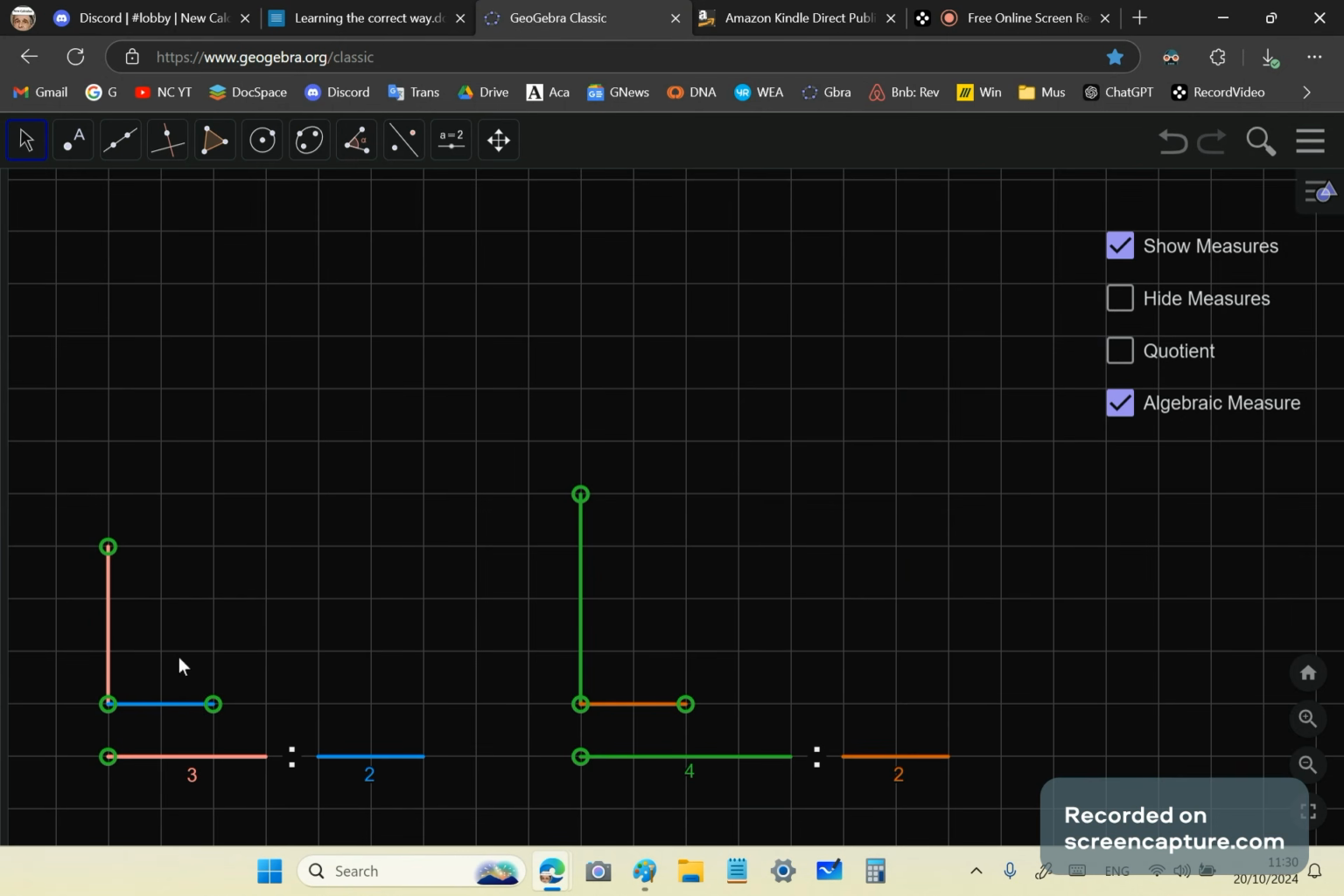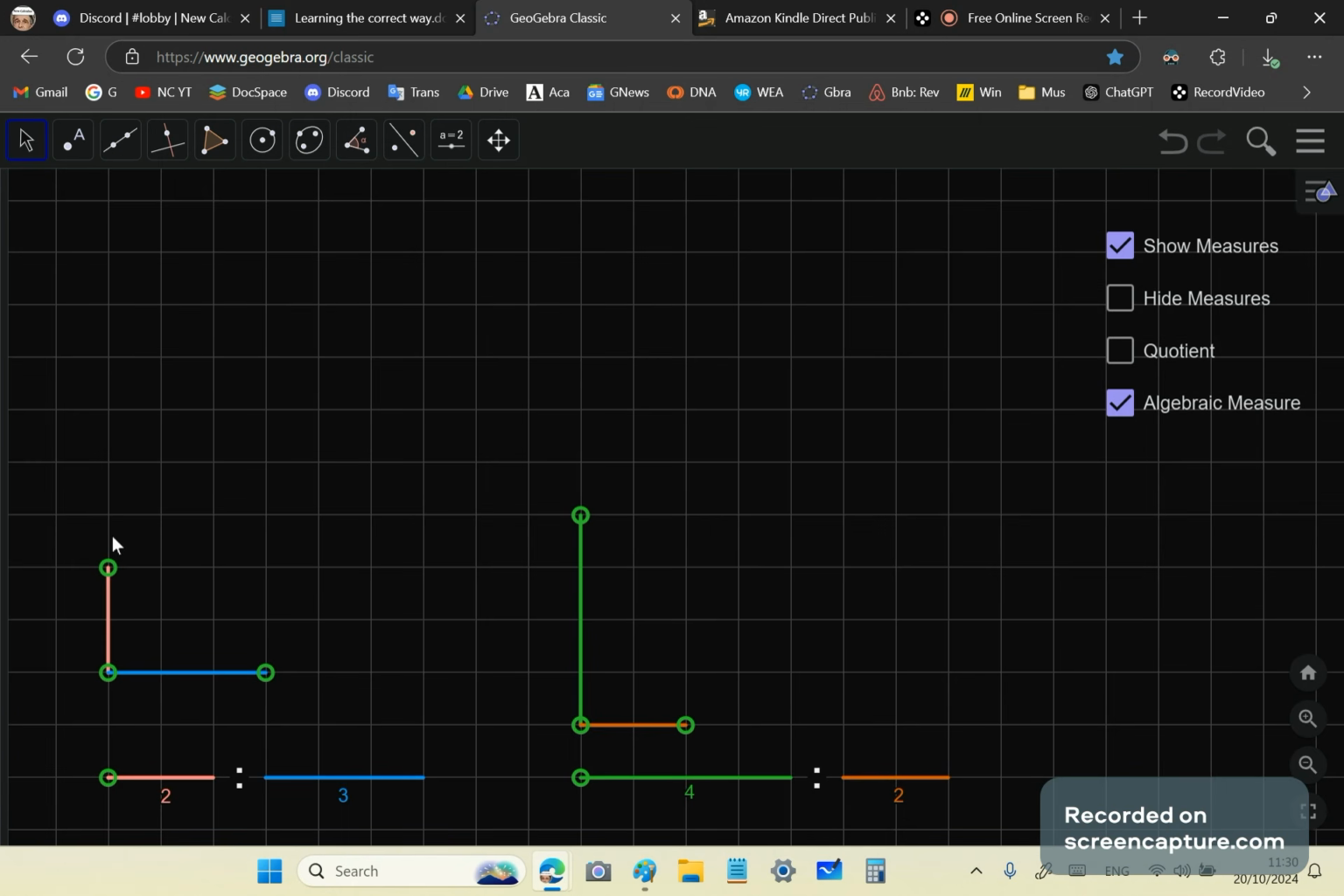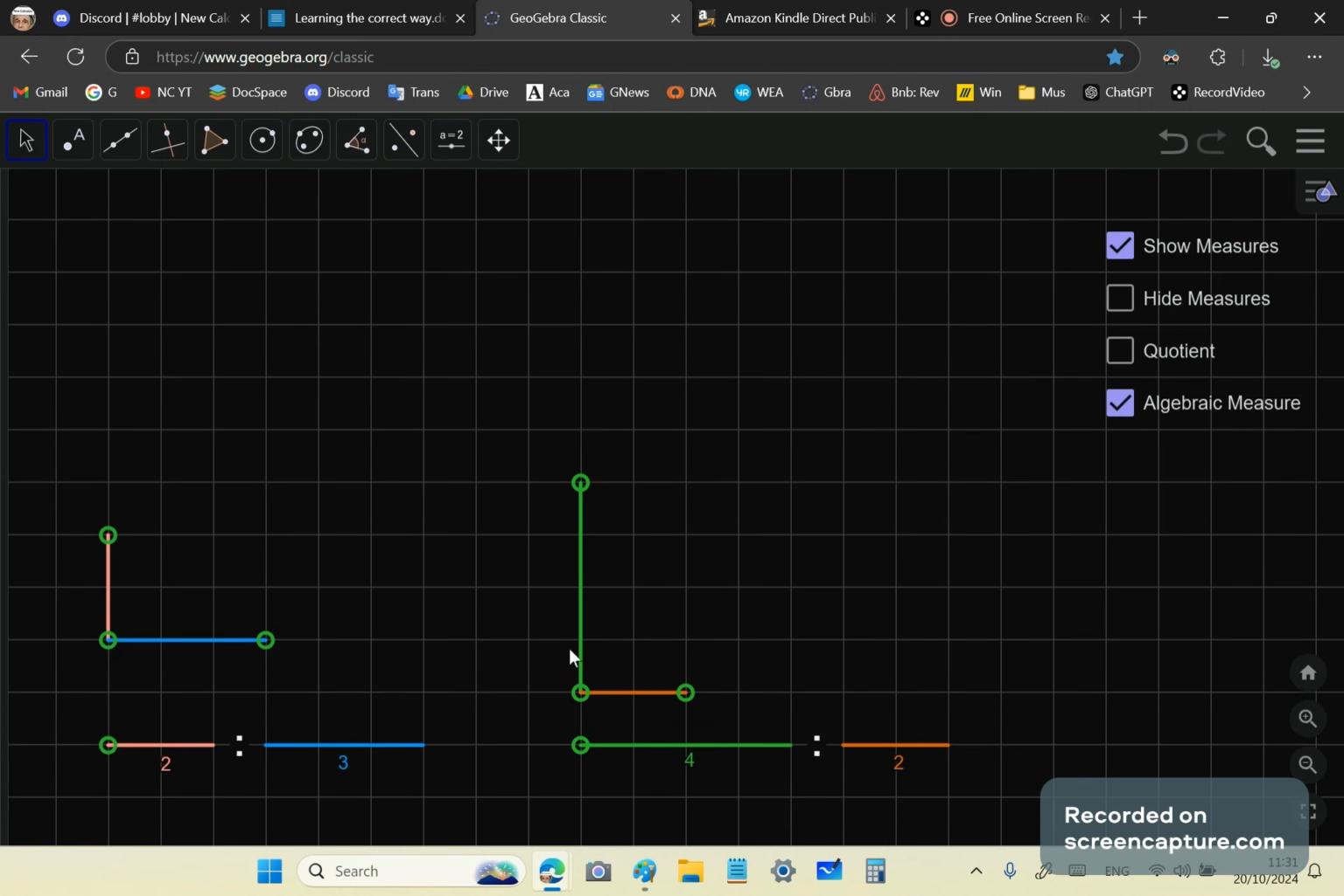How about if we say this ratio, okay, hang on a second, this ratio to this ratio. Okay, so we're going to try to find the quotient of this ratio on the left to this ratio on the right. How are we going to do that?